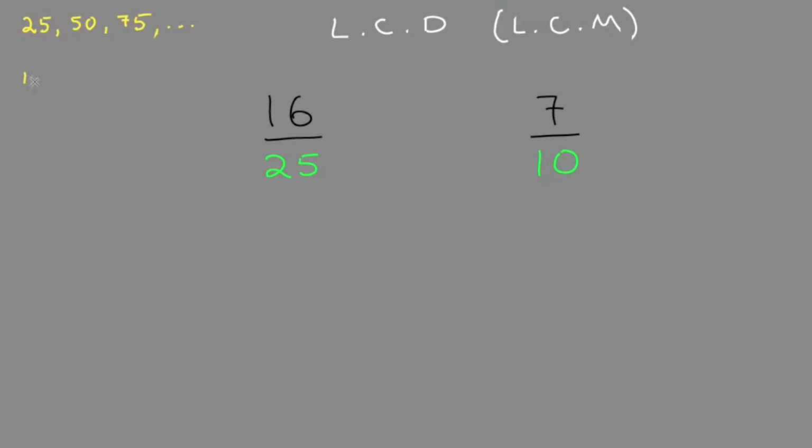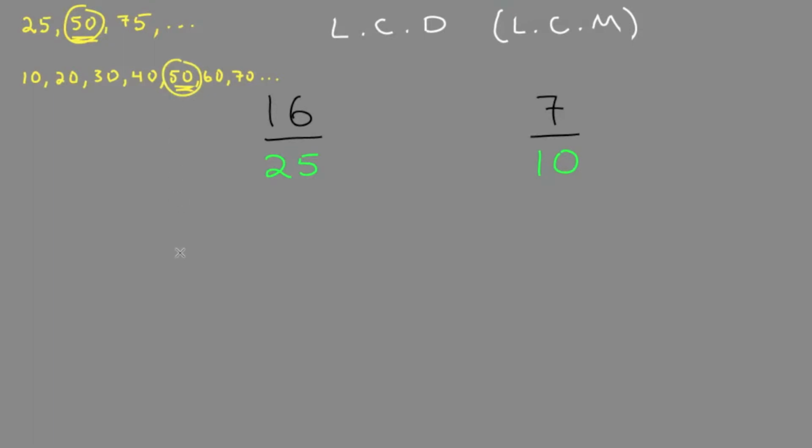So let's start with 10. 10, 20, 30, 40, 50, 60, 70, 80, and so on. I can stop already. Why can I stop? Because I have a common number here. These are common multiples: 50. So these are the first common numbers, the lowest common multiple in my set.